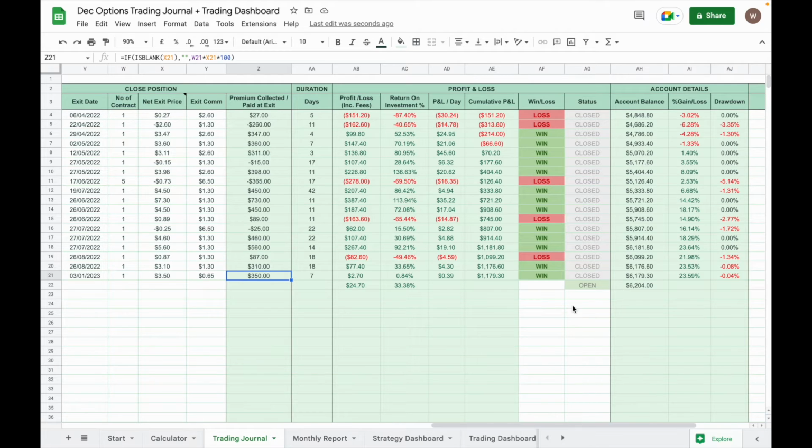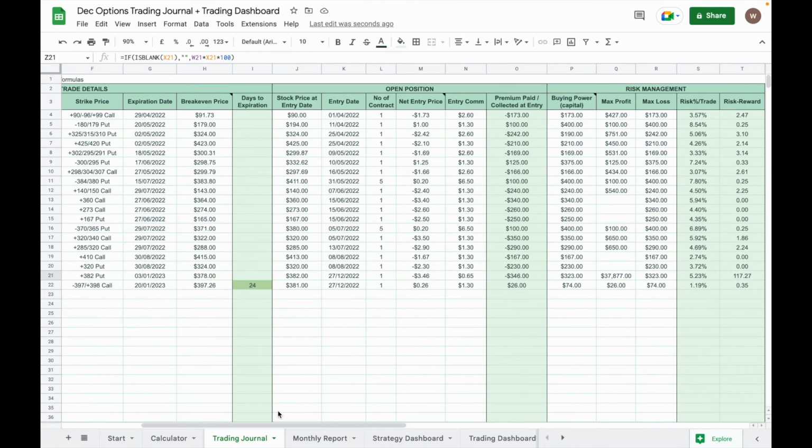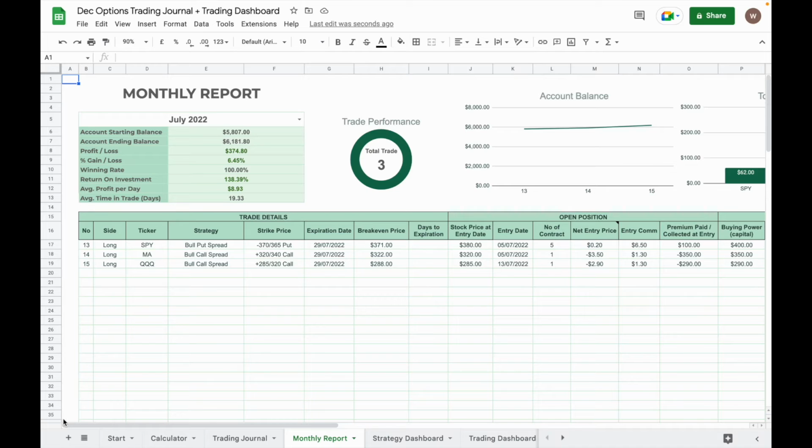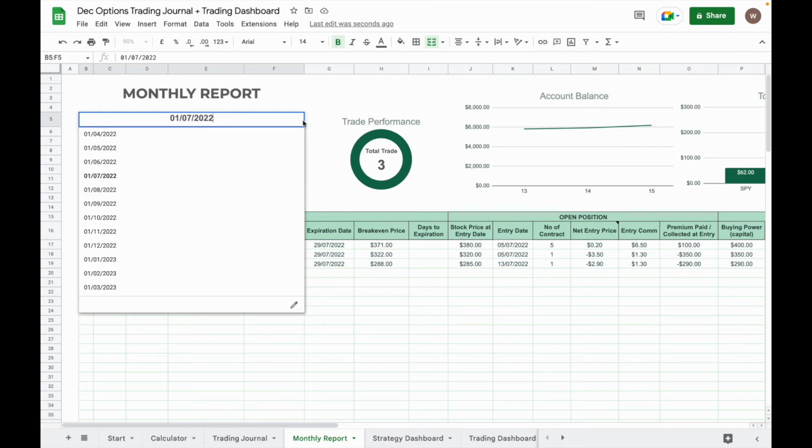If your trade is still open, it will show open here, and then it will show you the days to expiration here. In this trading journal, there is also a monthly report to keep track of your monthly trading performance and strategy. There's a drop down list here for you to select the month that you want to build, and it will list out all the trades you have taken in the selected month.